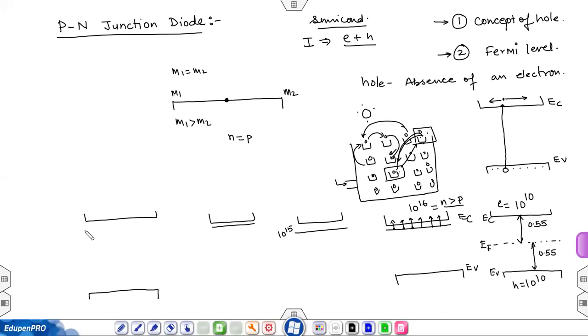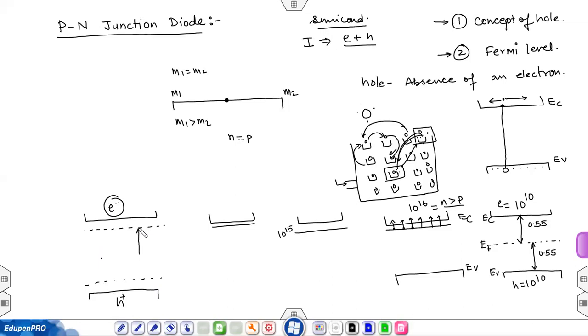If it is close, it means the conduction band has a large number of electrons. If we take it away from the conduction band, it means this has a large number of holes, because electrons we show in the conduction band and holes we show in the valence band. So if the electrons are more, we will show that the Fermi level is close to the conduction band.